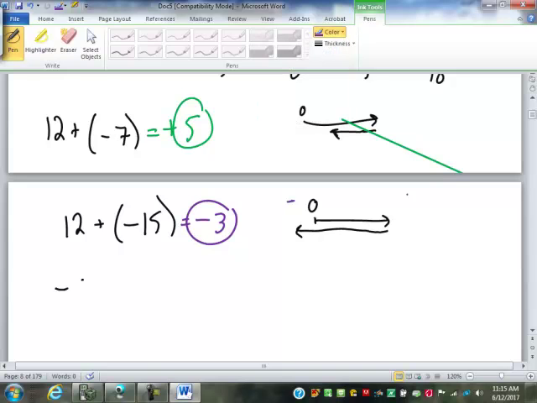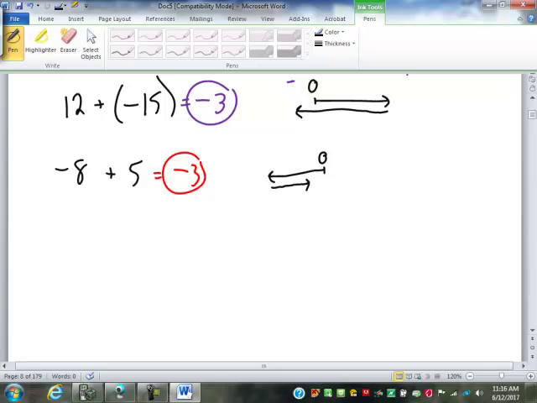I might have a negative 8 plus 5. So here's 0. Negative 8 goes this way. Positive 5 goes the opposite direction. Longer or shorter? Shorter. So it stops, again, still on the negative side. They're opposite directions, so it's the difference in magnitude. So the difference between 8 and 5 is 3, so negative 3.